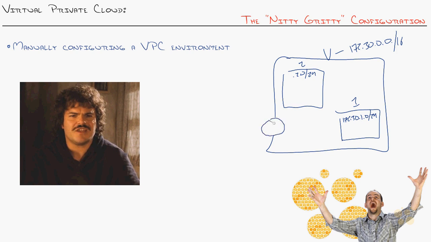So we're going to have the internet gateway, essentially the router off to the internet, that we're going to attach to these two different subnets.